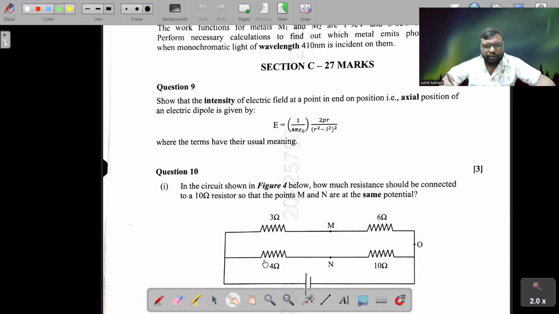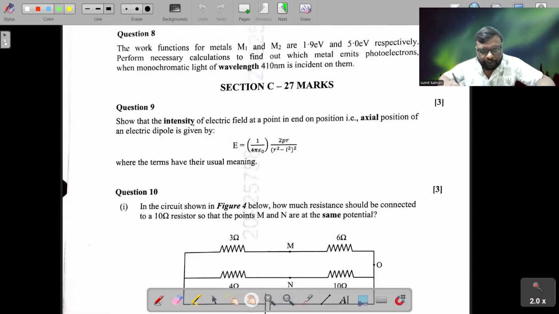In this problem, you have to show the intensity of electric field at a point in end-on position, that is axial position of an electric dipole, and it is given by E is equal to 1 upon 4 pi epsilon naught into 2pr upon r square minus l square whole square, where the terms have their usual meaning.